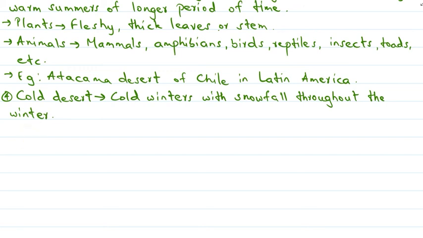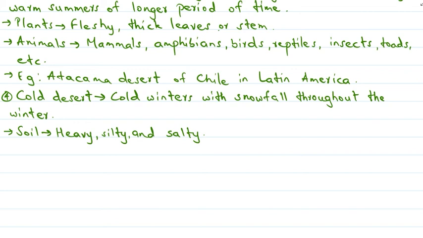So the soil is heavy. How is the soil here? Soil is heavy, silty, and salty. Okay, this is the soil condition in cold desert.